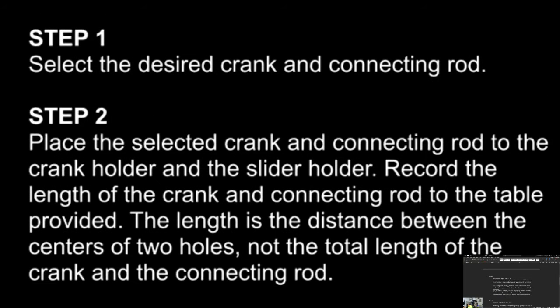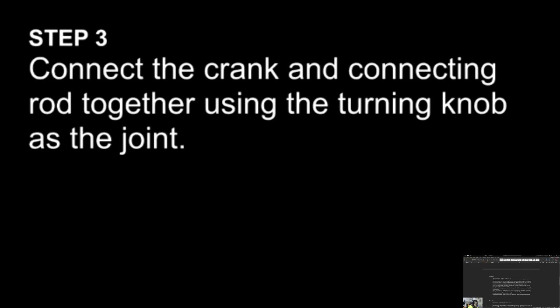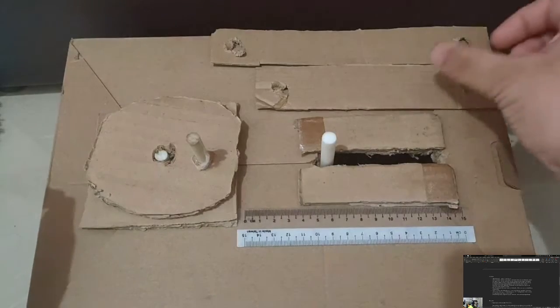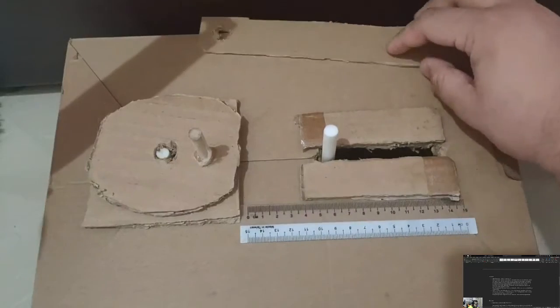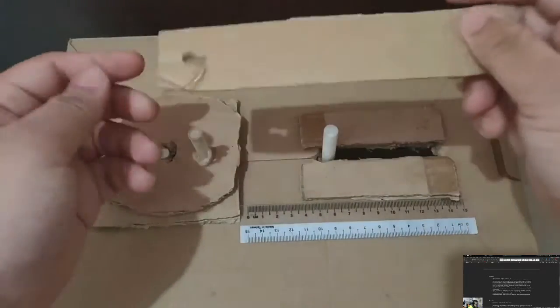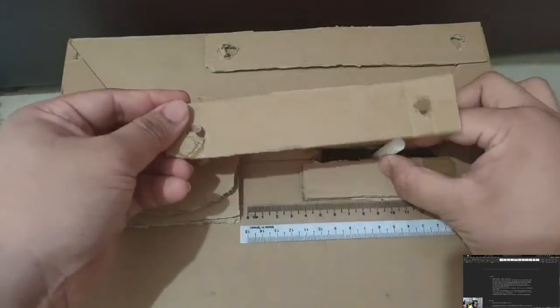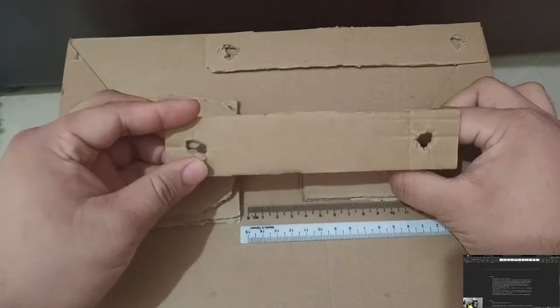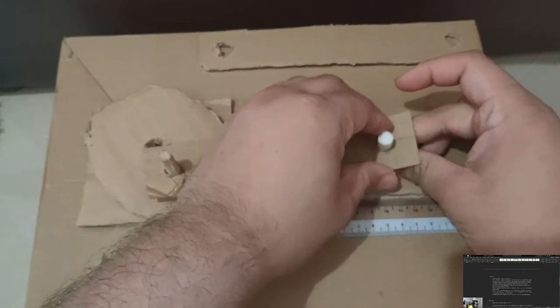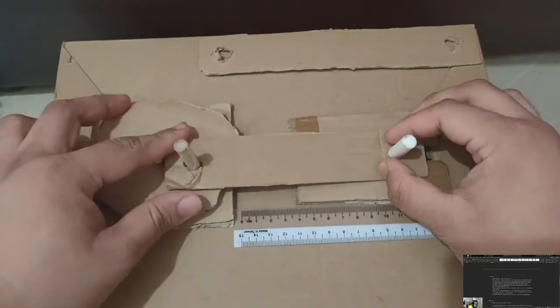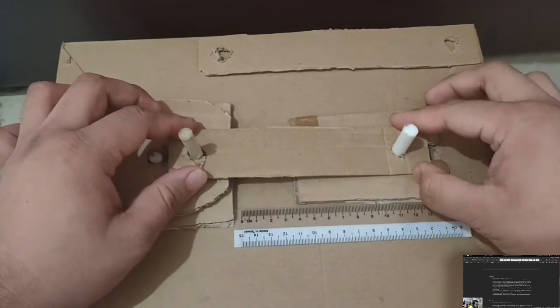First, select the desired crank and connecting rod. Place the selected crank and connecting rod to the crank holder and the slider holder. Record the length of the crank and connecting rod to the table provided. The length is the distance between the center of two holes. Note the total length of the crank and the connecting rod. Connect the crank and connecting rod together using the turning knob as the joint.